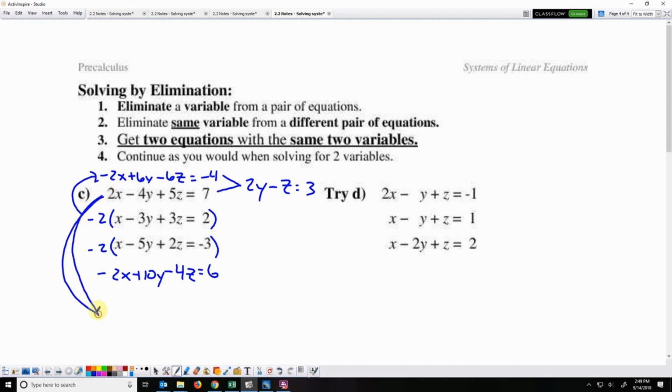So if I combine those two equations, the x's will cancel. Negative 4 plus 10 is 6, so that's 6y. 5 minus 4 is 1, so that's plus z. And 7 plus 6 is 13. So I've got two equations now with a y and a z.